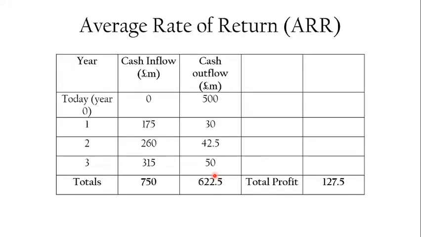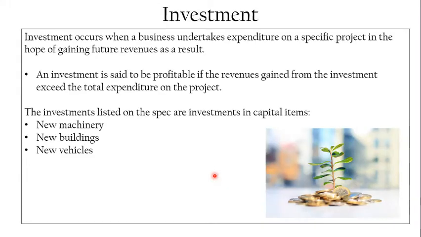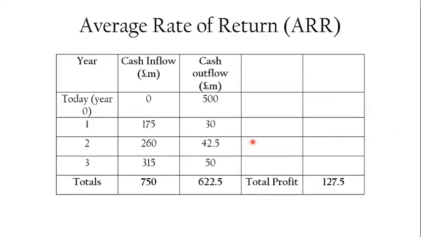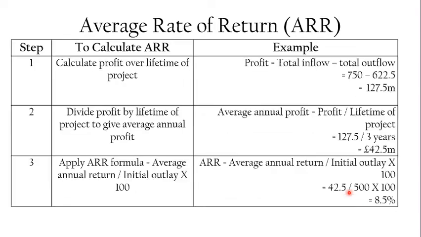So businesses undertake investment. Investment in new buildings, new machinery, new vehicles. How do they decide whether to do it? Well, they might conduct an average rate of return. In this example, the business spends 500 million today. It gets these inflows and these outflows over 3 years. That means they make a total of 127.5 million profit over the time. Should they do this project?